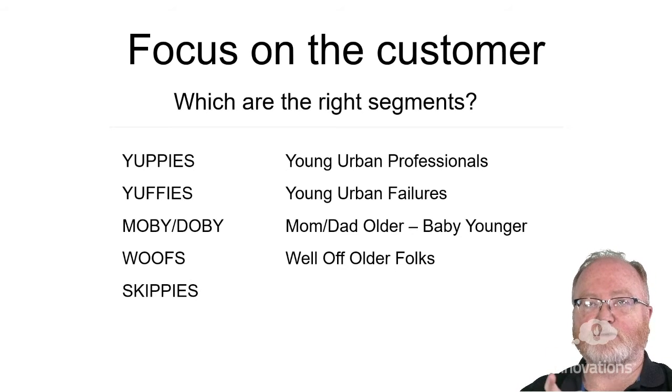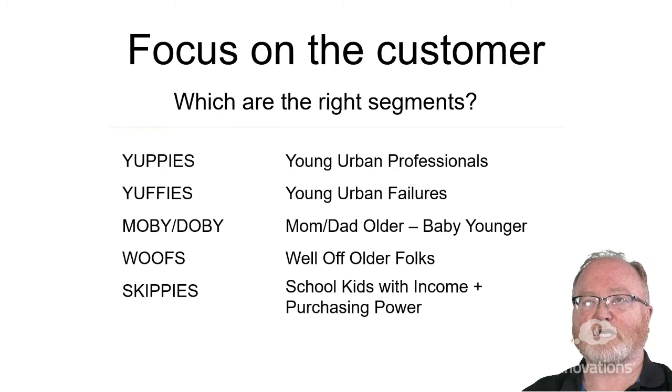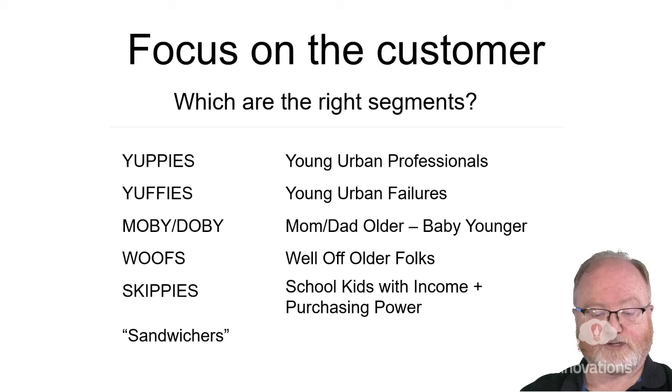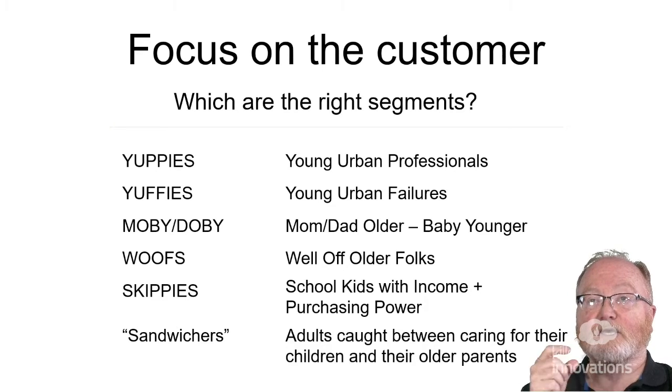Skippies, number one segment for consumer packaged good companies. School kids with income and purchasing power. With both parents working, the kids have the ability to tap money in order to do purchasing. And then sandwichers. This is adults caught between caring for their children and their older parents.